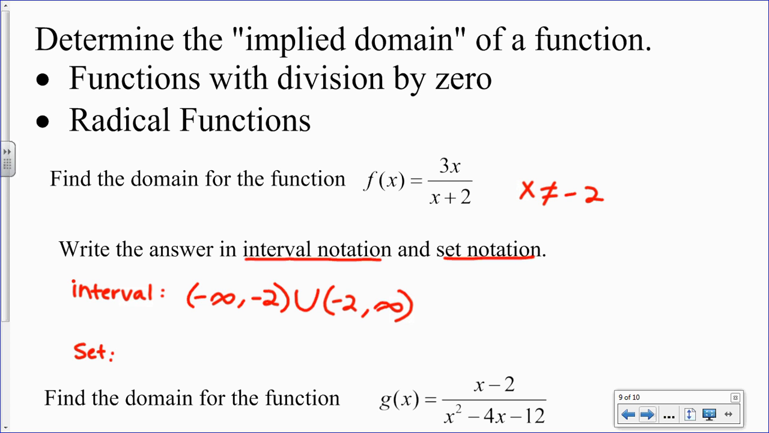All right, set notation. You have your braces, and then x such that, so use that vertical bar. X can be any real number, so x is an element of the reals, except -2. So x can't equal -2.